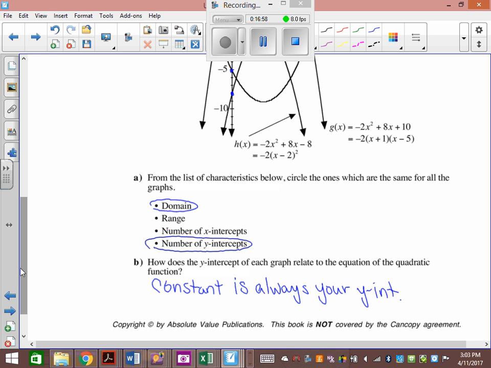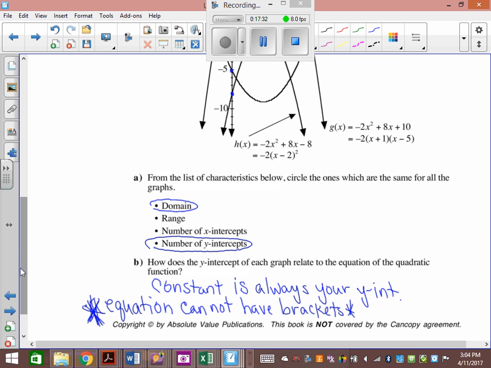The key thing here, though, is that the equation cannot have brackets in order for this to work. So if I look at this one, which one of these is the constant? There is no constant. I have brackets. But if I expand it out, then 10 is the constant.